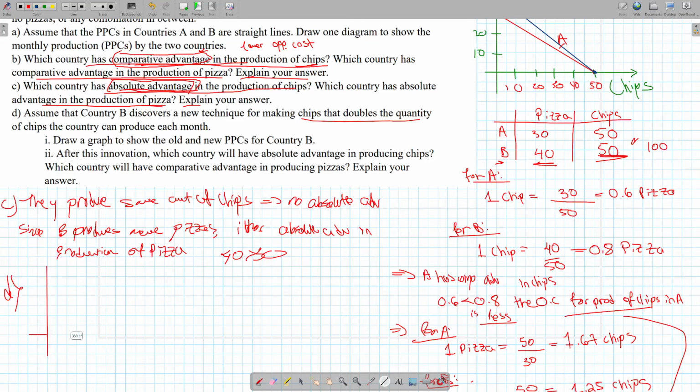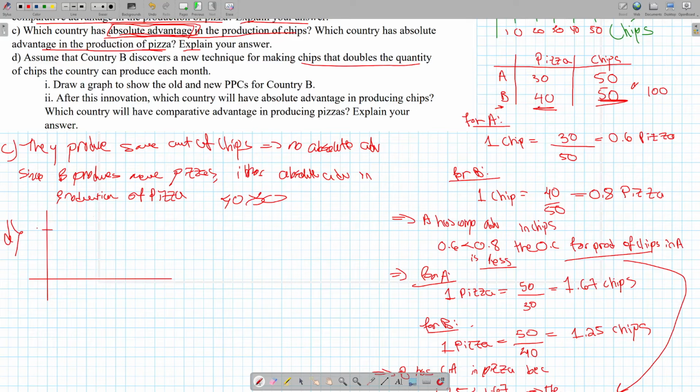Then here, to show the old and new PPC, yeah? The old one reached 50. No, let's lower the 50, because now we're going to go up to 100. So I'll put 50 over here, and 100 over here.